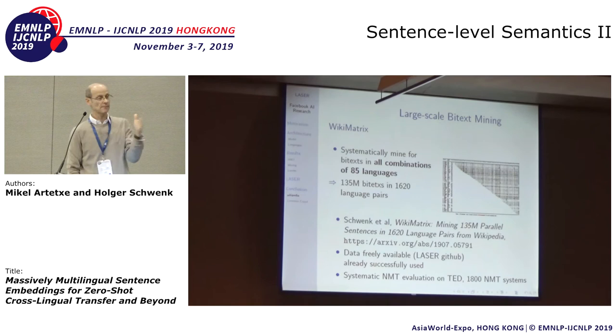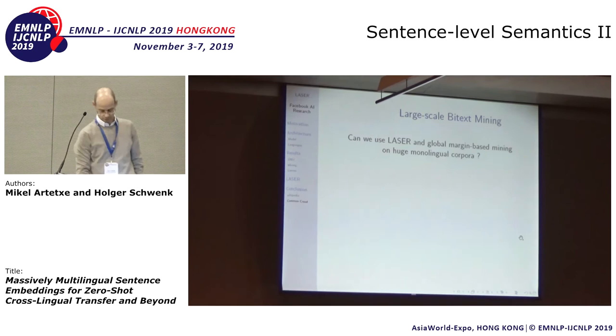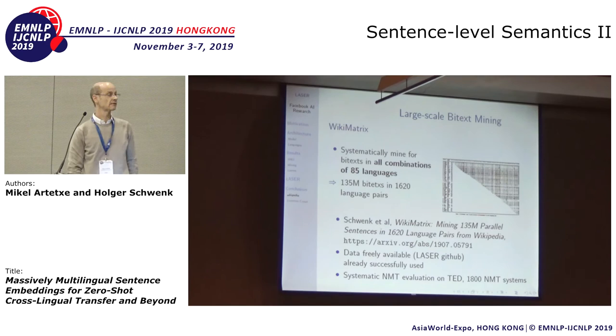You can see that a little bit here on the right, the matrix, which shows you all the possible combinations. At the end, we have more than 100 million parallel sentences in 1,600 different language pairs. So there's a paper if you want to look at it. And this data is freely available because it's Wikipedia, so we can distribute it and you can download it. It was already used by people, and they saw some interesting gains.